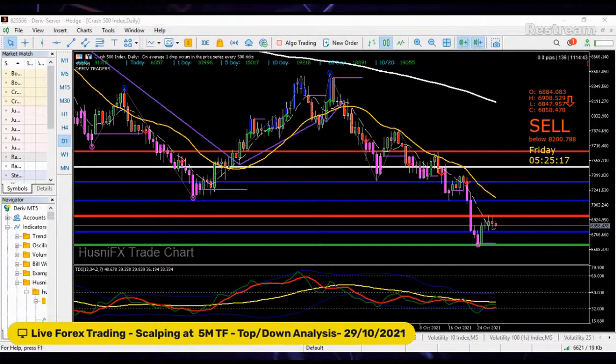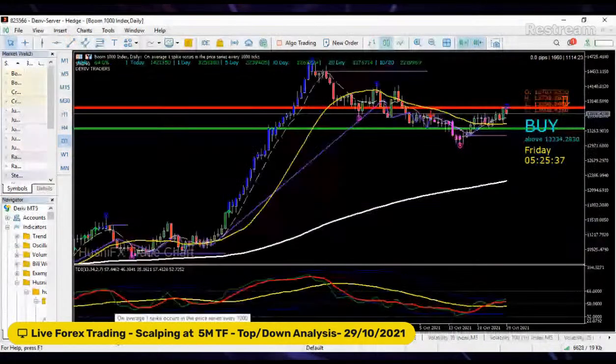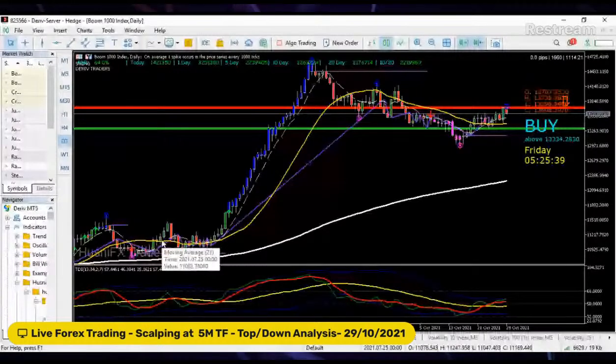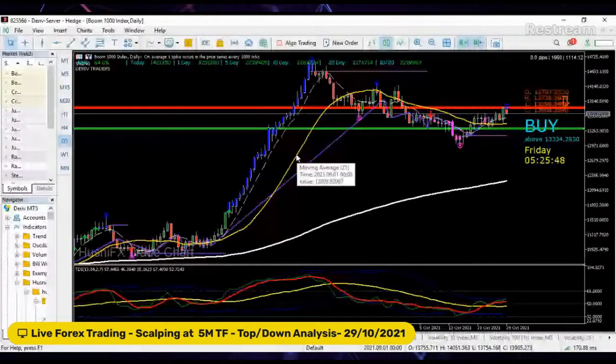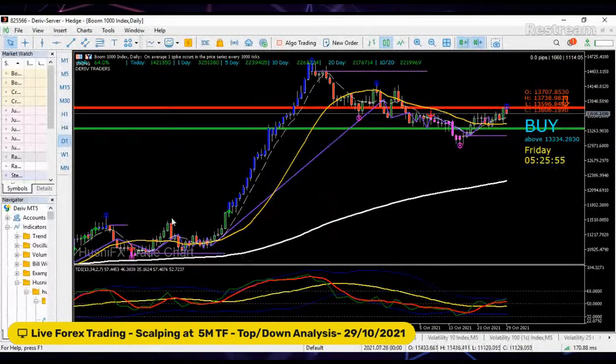We are scalping at lower time frames, where we trade Boom and Crash and all volatilities, all indices. We scalp at lower time frames by using a technical analysis called top-down analysis. The top-down analysis is really the main technical analysis or strategy used in scalping, and it is available on all markets using this strategy.